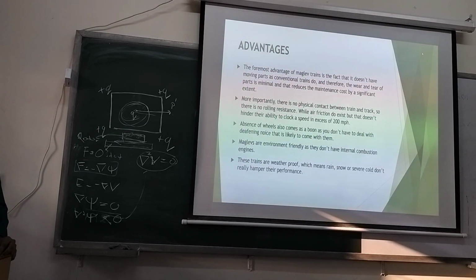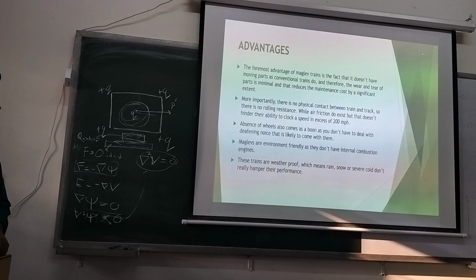The foremost advantage of a maglev train is that it doesn't have moving parts as conventional trains do, and therefore the wear and tear of parts is minimal, and that reduces the maintenance cost to a significant extent. More importantly, there is no physical contact between train and track, so there is no rolling resistance. While air friction does exist, that doesn't hinder the ability to clock in excess of 200 miles per hour.